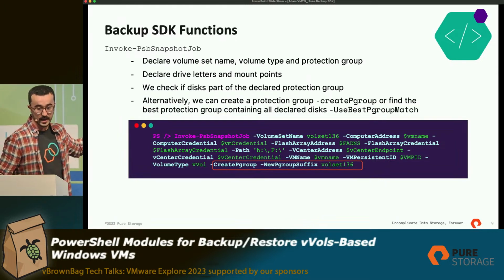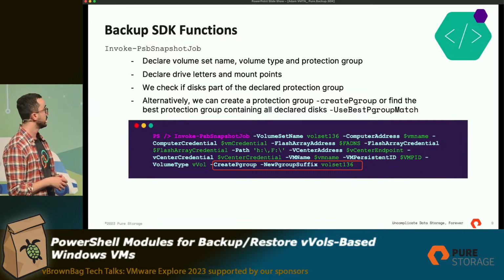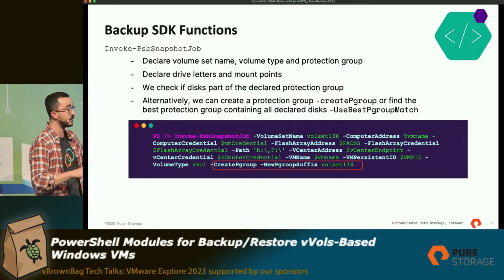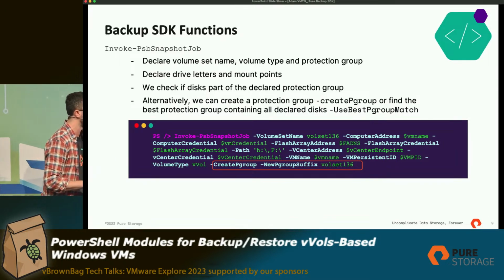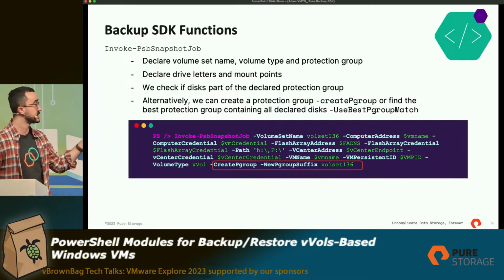The second thing is the second command, which is the most important one, invoking the snapshot job. As I mentioned, you can declare your volume set, declare the drive letters you want to take the snapshot for, and then select the protection group.